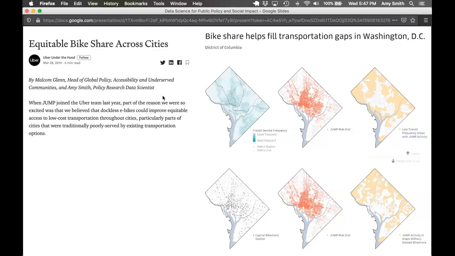And then the map all the way on the right is kind of like the cookie cutter inversion of that. So it's areas where dockless bike share is being used that have limited access to other alternatives such as docked bike share and transit. And so these are essentially the areas where transportation gaps are being filled.